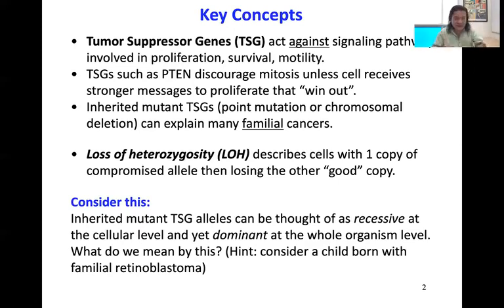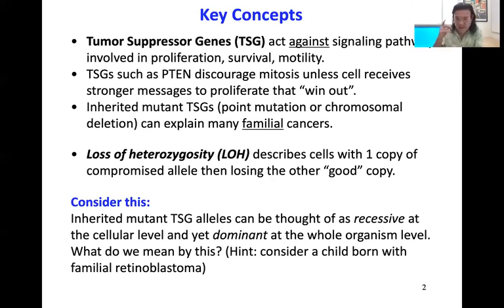So I want you to consider this as sort of a thought question. Right? Inherited mutant tumor suppressor gene alleles can be thought of as being recessive at the individual cellular level, and yet they are absolutely dominant at the whole organism level. What do we mean by this? Right? I think just the way this sounds has this kind of riddle sound to it. How can something like a mutation be recessive or considered recessive at the cellular level and yet dominant at the whole organismal level that contains that cell? So you think about that.